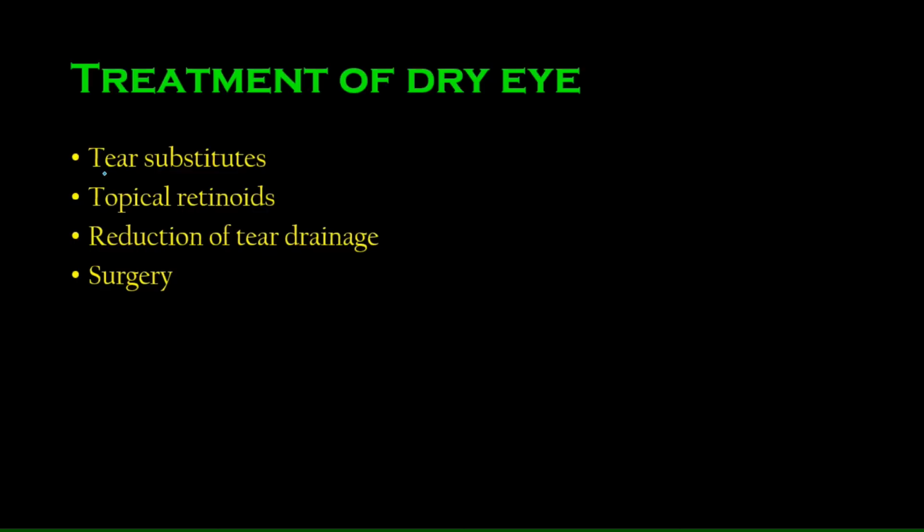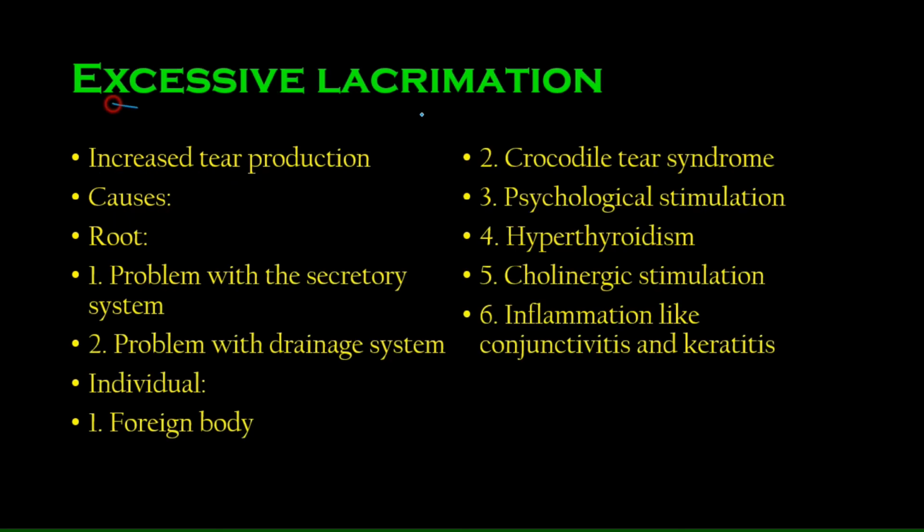Treatment of dry eye: tear substitutes, right? There are 3 or 4 kinds of tear substitutes. You can look them up in your book. Topical retinoids are drugs which can help in the proper maturation and nourishment of the conjunctival layer. Then there's the reduction of tear drainage. Of course, if there is less production of tears, one way is to block one of those lacrimal canaliculi, so there will be no drainage, and as a result there will be more tears which will stay on the surface of the eye. So reduction of tear drainage can also be a treatment of dry eye, and surgeries can also be performed to correct dry eye. So let's move towards excessive lacrimation, right?